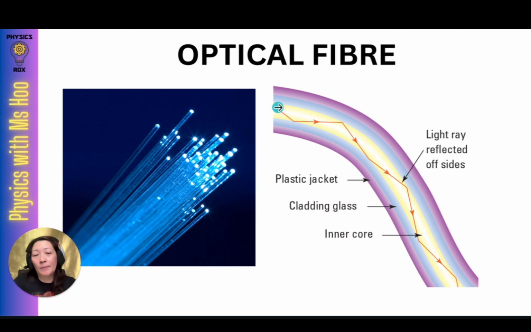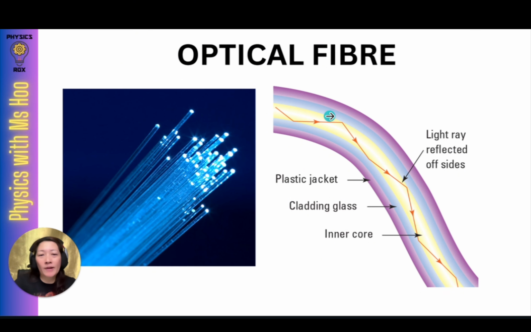So the optical fiber typically looks like this. There's an inner core where the light ray will be traveling on the inside, and of course the inner core must be protected. So we've got the cladding glass and a plastic jacket. So the inner core must have very high refractive index, or as some would say, very high optical density, so that the light ray will undergo total internal reflection easily, just like how light was able to totally internally reflect more easily in diamond than in glass.